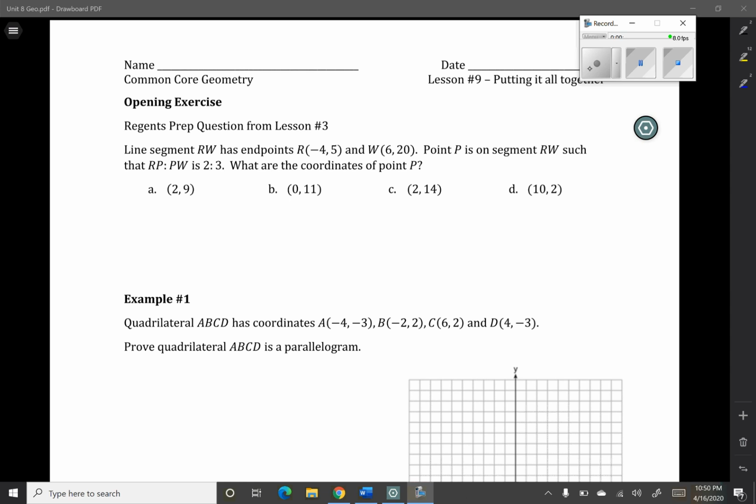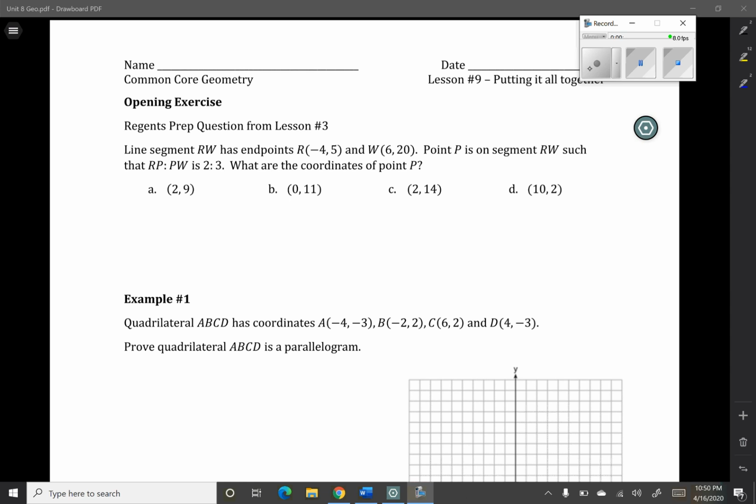One of the things that came up in this chapter that I always notice students struggle with is the idea of taking a segment and dividing it proportionally. So that's why the opening exercise is one of these questions. It's the end of the unit. Let's review something from earlier in the chapter.